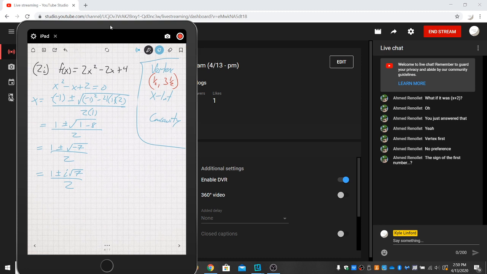Well, I'll say we ended up with a complex number, right? I have 1 plus or minus i root 7 over 2. What does that mean about our graph? If the x-intercepts are complex numbers, what does that mean about our graph?